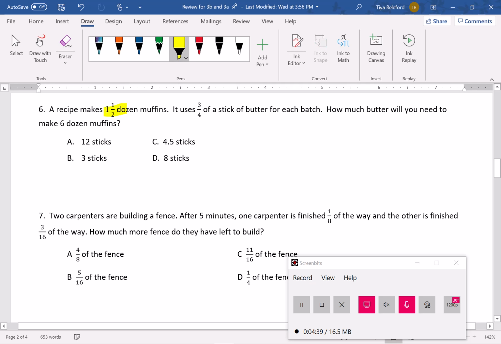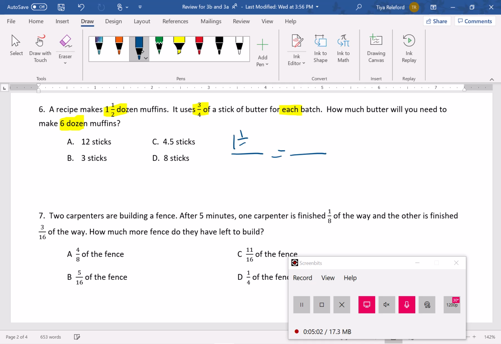A recipe makes 1 1/2 dozen muffins. It uses 3/4 of a stick of butter for each batch. How much butter will you need to make 6 dozen muffins? I know when we see dozen, we think, oh, we have to, 12, it's 12. But it really doesn't matter because 1 1/2 dozen uses 3/4 stick of butter.